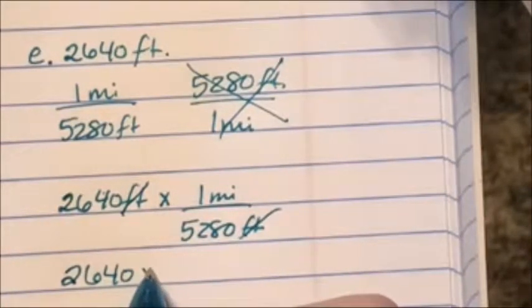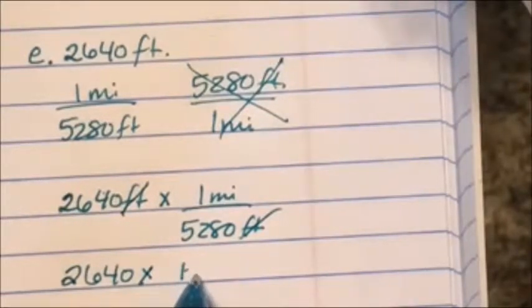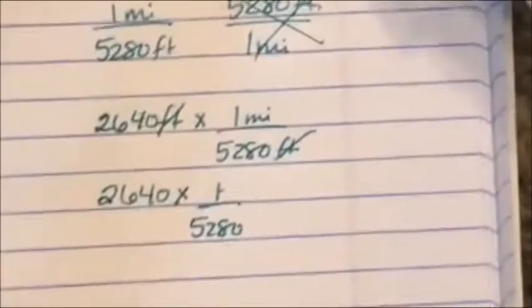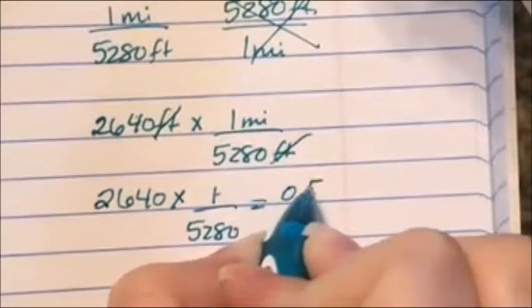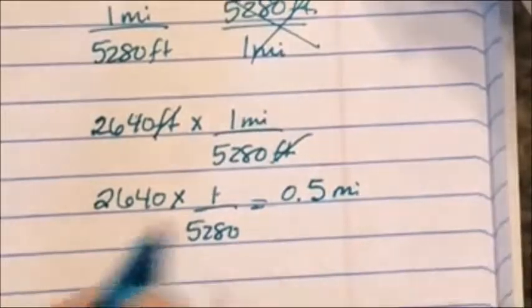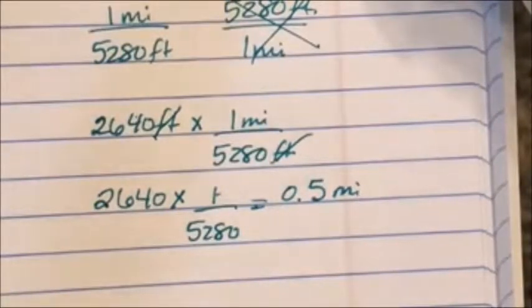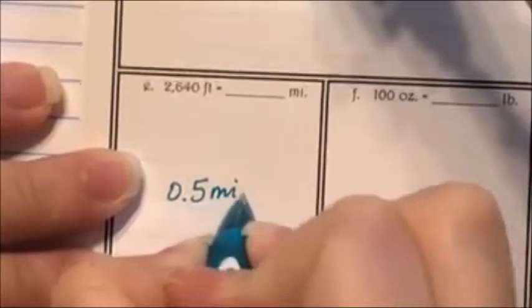My feet cancel. So I have 2,640 times 1 over 5,280. So I'm basically dividing these. And when I do that, I get 0.5 miles. So letter E, 2,640 feet is 0.5 miles.